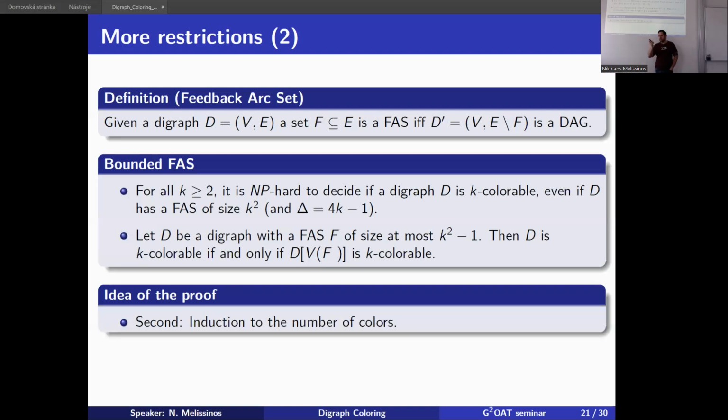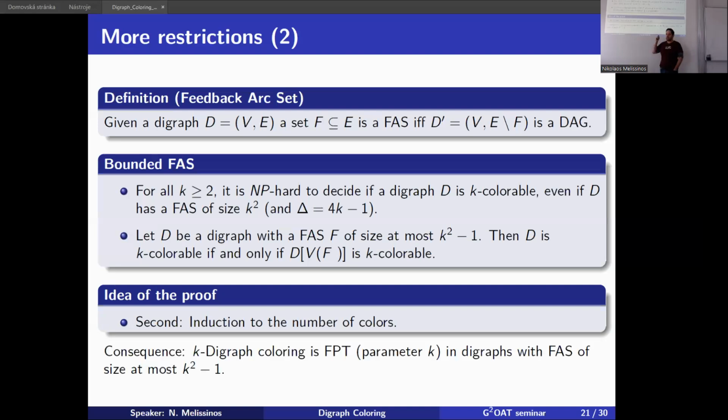Okay, and again, the second thing gives us that the problem becomes FPT in graphs with feedback arc set of size at most k squared minus 1. And again, you can see we have a dichotomy, because for feedback arc set of size k squared the problem becomes NP-hard, while if you have it smaller, then it becomes tractable. And this is in general really interesting from my point of view. Okay, so what can we do?